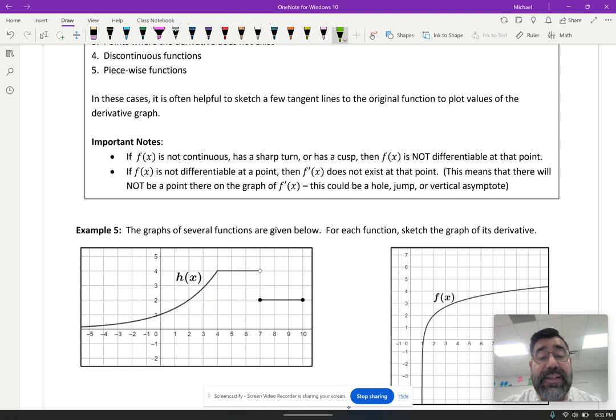Also, if f of x is not differentiable, then f prime does not exist at the point. That's what I just said. This means that there won't be a point on the graph of f prime. So this could come into play as a hole in the graph or a jump or a vertical asymptote. So non-differentiability in the original function means some kind of discontinuity in the derivative function.